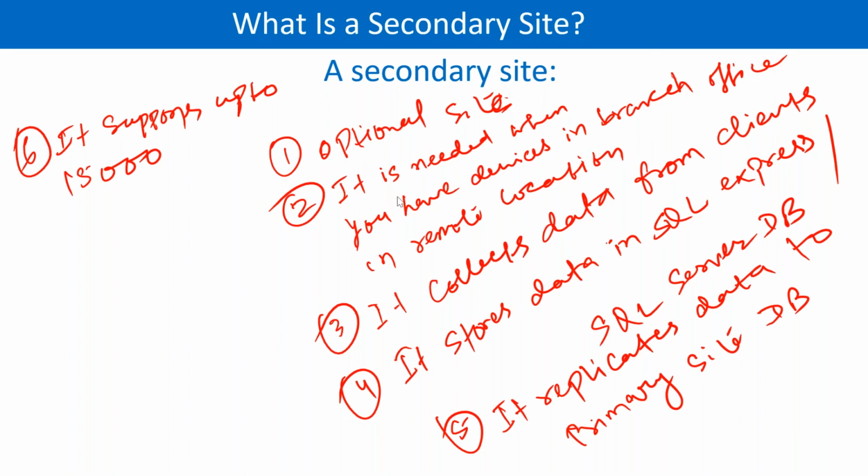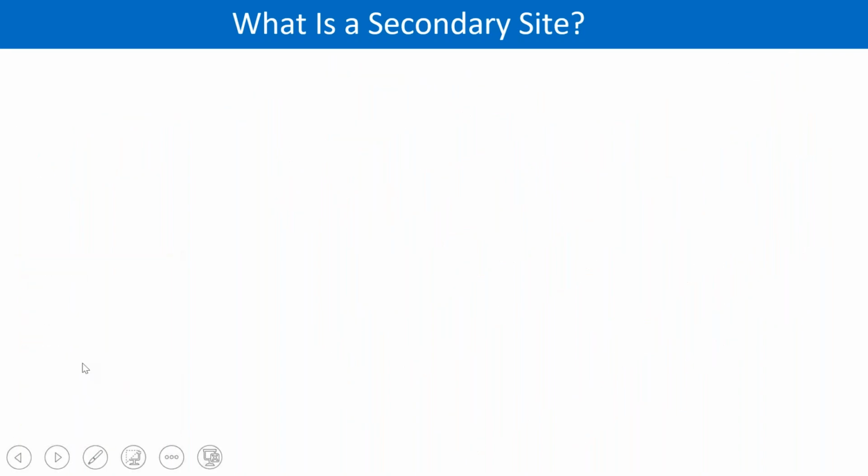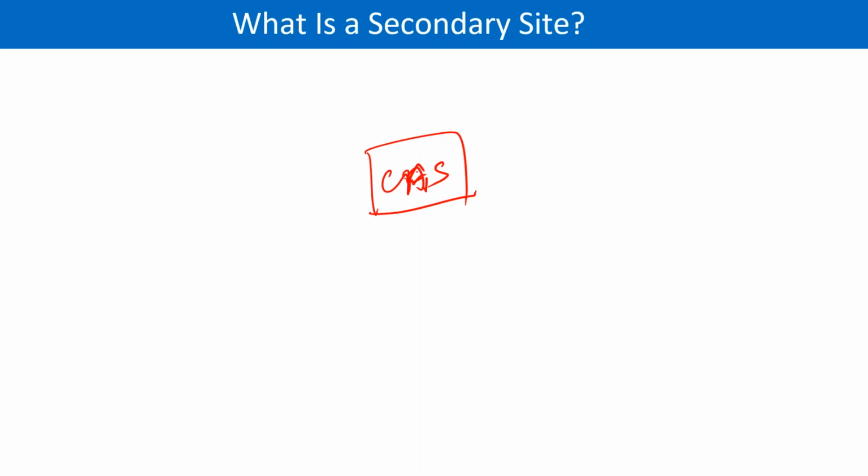So these are the sites in SCCM: primary, secondary, and central. The hierarchy is like this. On the top you have central, and central comes into the picture only when you have more than one primary. So primary 1 and minimum primary 2. You can have primary 3, 4, and 5, but minimum 2 primary sites. Primary sites will report to central like this.